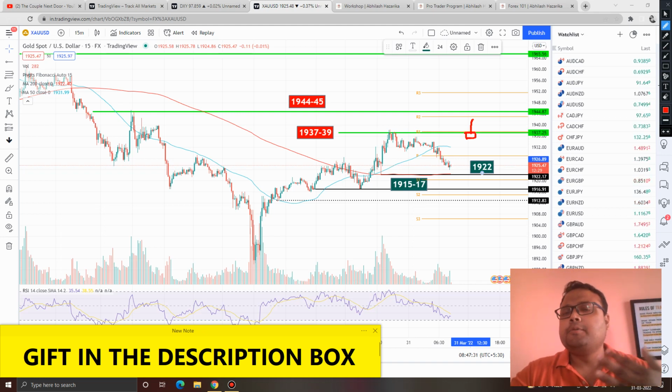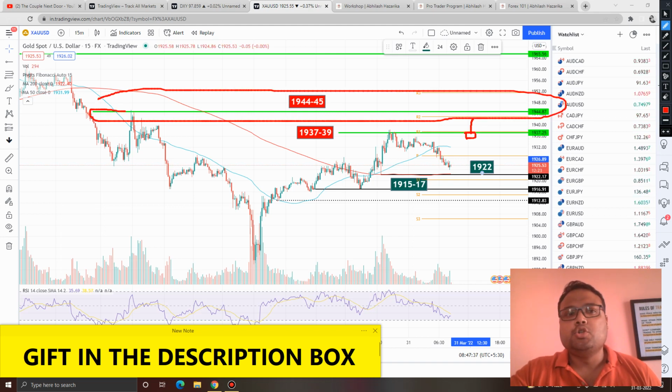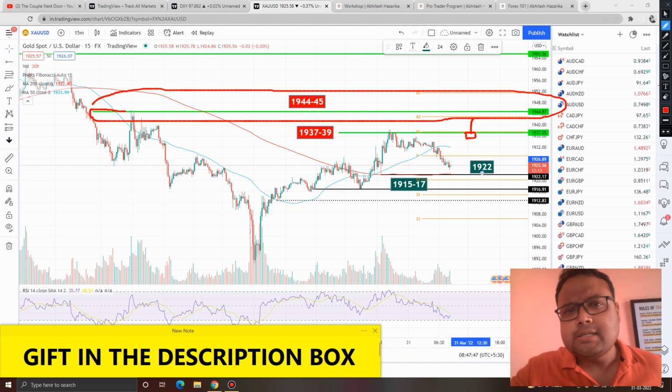In case good buying comes, then around 1944-45 we can expect the next selling zone for the market. So these are all levels for today only, for day trading purposes only. Keep in mind, these levels are not very strong. The resistances are good overall, but the support zones are very weak, not very strong here.